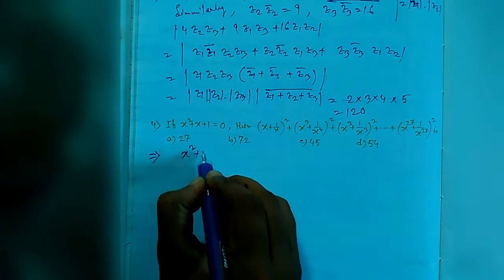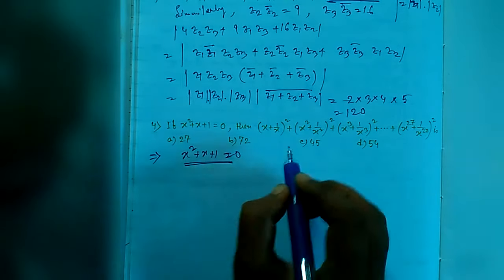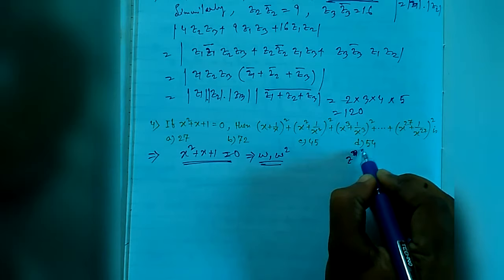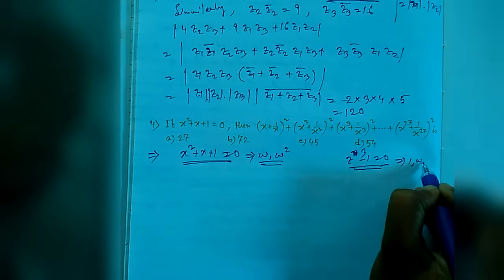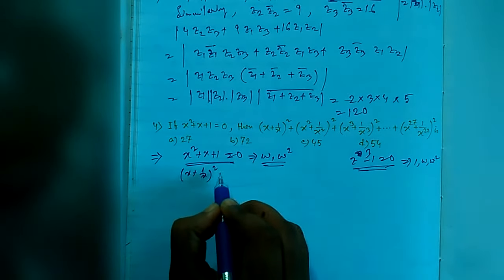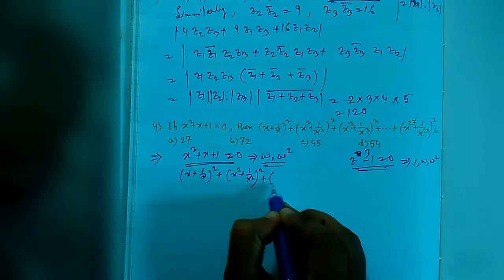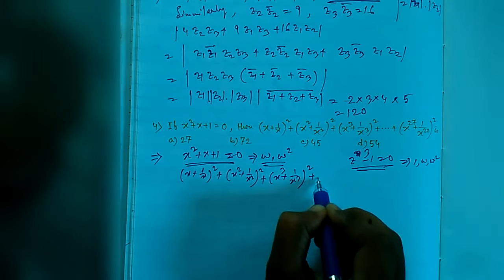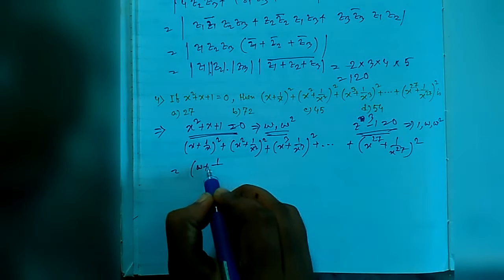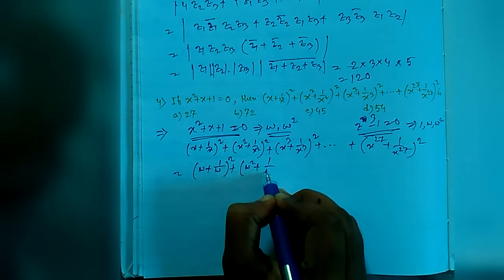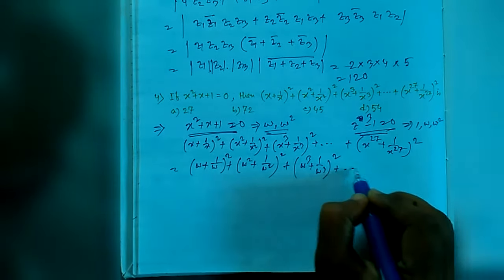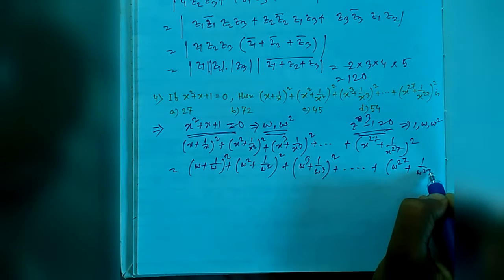Here x square plus x plus 1 equals 0. This equation's roots are what? Omega and omega square, as we know, the cube roots of unity. So this value will be (omega plus 1 by omega) whole square plus (omega square plus 1 by omega square) whole square plus (omega cube plus 1 by omega cube) whole square, plus dot dot, plus (omega to the power 27 plus 1 by omega to the power 27) whole square.